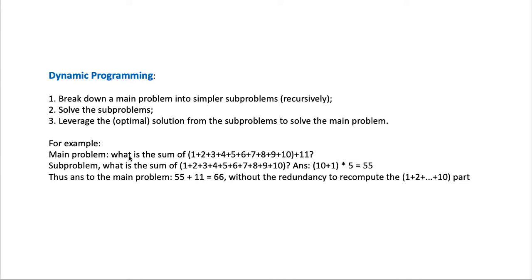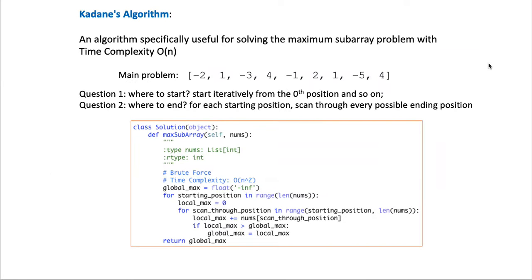For example, given the question, what is the sum of 1 plus 2 plus 3 plus 4 up to 10 and then plus 11? Then you solve the subproblem first. What's the sum of 1 plus 2 until 10? And the answer, as you know, is 55. Thus, the answer to the main problem will be simply 55 plus 11, without the redundancy of recomputing the 1 plus 2 up to 10 part.